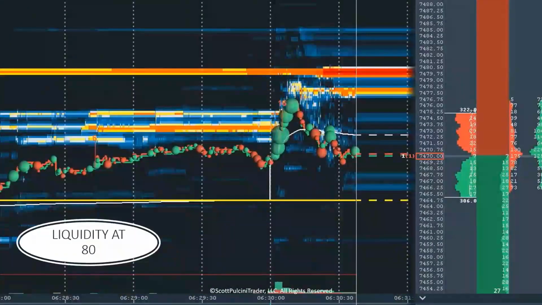Here's another example, the long-term liquidity sitting at 80. Oftentimes you want to front run it a little bit, but it's very likely that the price will come up and test it at some point.